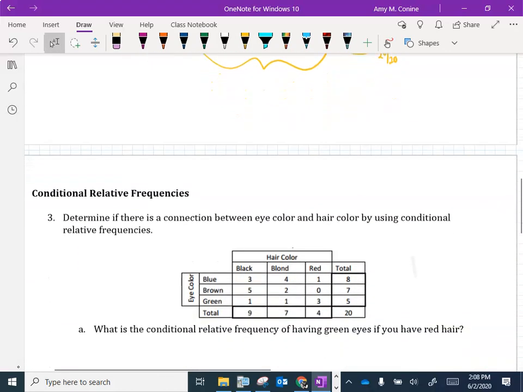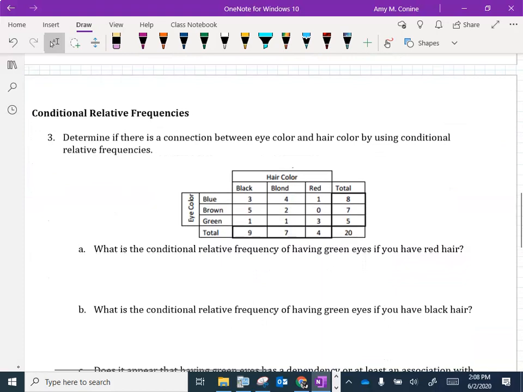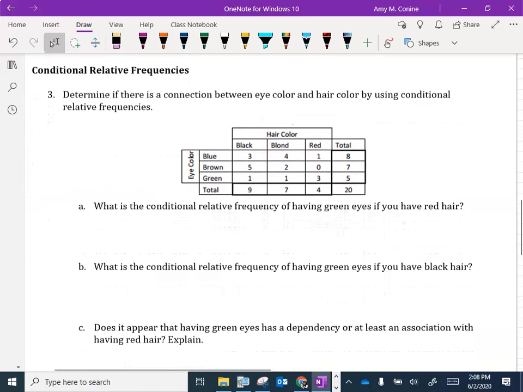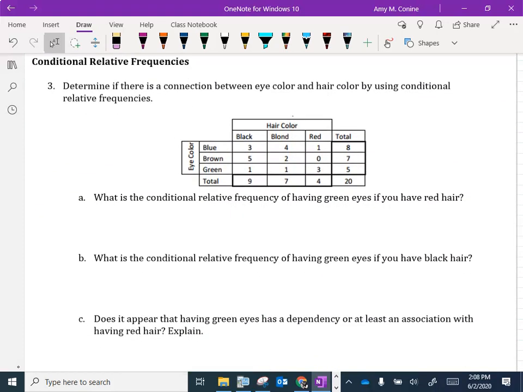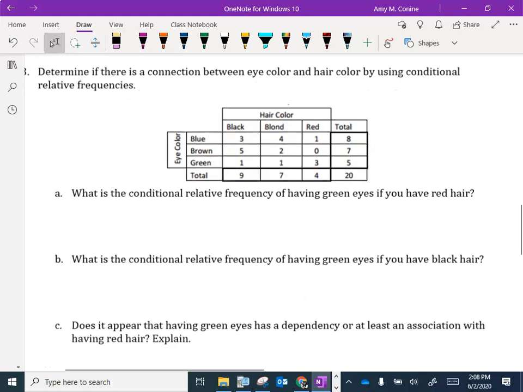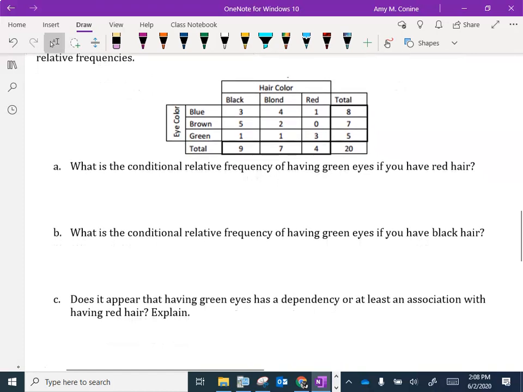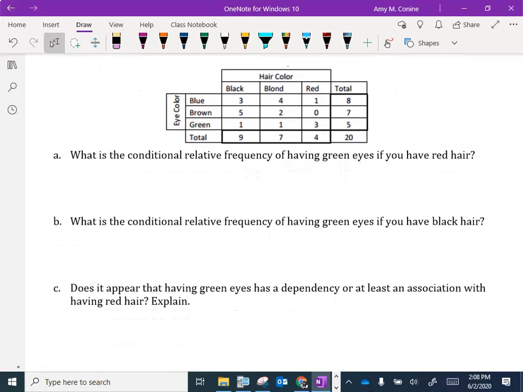All right, so here we have number 3. Determine if there's a connection between eye color and hair color by using conditional relative frequencies. So we have the same table. We're going to take a look at part A. What is the conditional relative frequency of having green eyes if you have red hair?